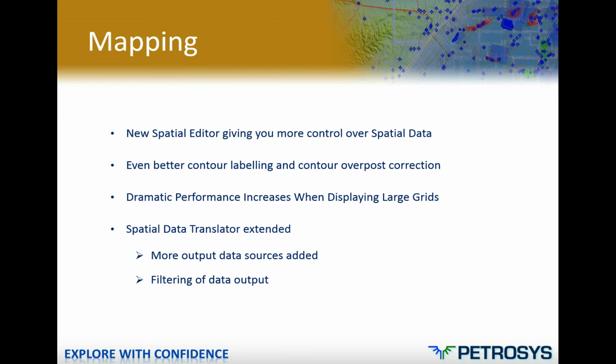On the mapping side, we see the new Spatial Editor, and we also have improvements with our contour labeling and the contour overpost correction. There's also been dramatic performance increases when displaying large grids due to some optimizations within the software. And we also have the Spatial Data Translator, which has been further extended to include more output data sources and the filtering of the data outputs.